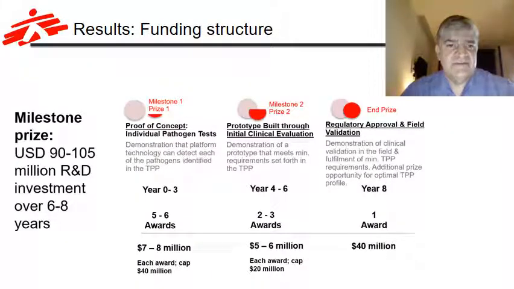Results, the funding structure: the development of multiplex fever diagnostics will cost approximately $100 million. We don't expect that MSF invests this amount of money. The initial investment from MSF is $2 million. That includes the proof of concept and developing all the elements that are key to understanding the management of fever at MSF, especially at the hospitals, and to define a TPP and define the priority list of pathogens that are a priority for MSF.